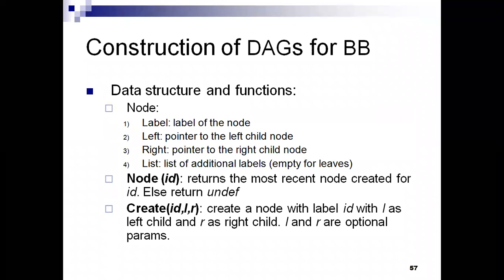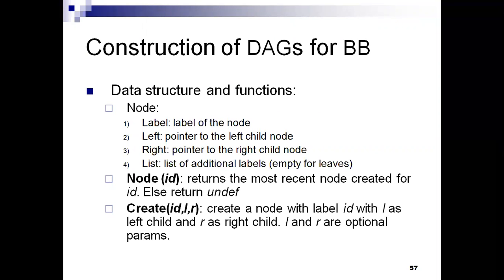And see here, this is a most important thing that we need to know: what the data structures of the DAG and what the functions of the DAG are. The data structures of the DAG are label, left, right, and list. And the functions are node of ID, and create of ID, comma L, comma R. These are the two functions, and those are the four data structures in the DAG. The label is the label of the node, and left is the pointer to the left child node.